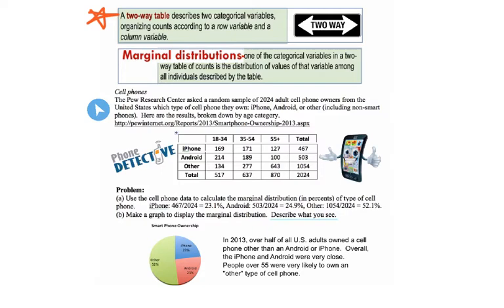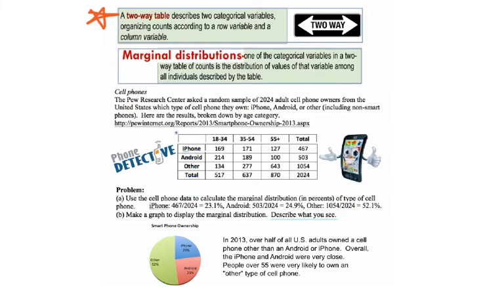So the Pew Research Center asked a random sample of 2,024 adult cell phone owners from the United States which type of cell phone they own, iPhone, Android, or other, including non-smartphones. And here are the results broken down by age category. So our two-way table includes age and also type of phone.